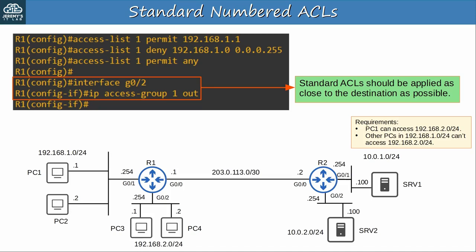If I applied ACL 1 inbound on R1's G0/1 interface, it would prevent all PCs in the subnet except R1 from accessing anything outside of the local network. However, if I apply it correctly, outbound on G0/2, the ACL only controls traffic that tries to access the 192.168.2.0/24 network. So remember this rule of thumb. Standard ACLs should be applied as close to the destination as possible. If you don't do that, you might block more traffic than you intended.